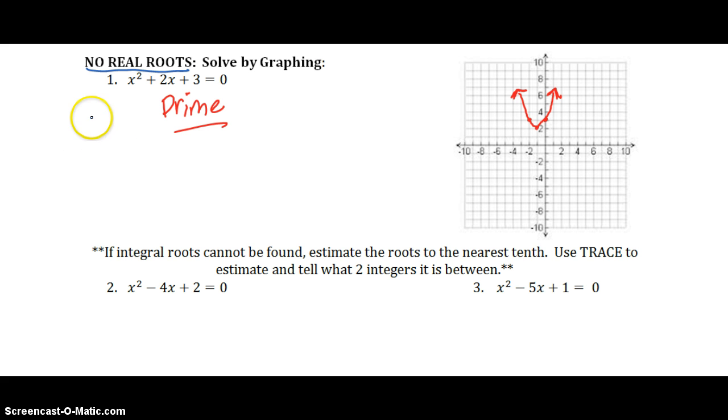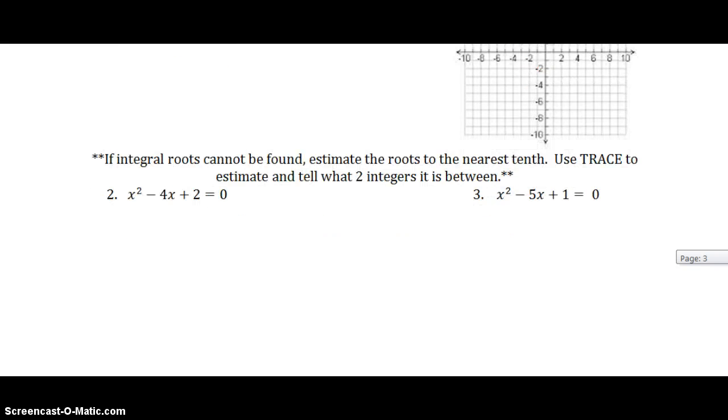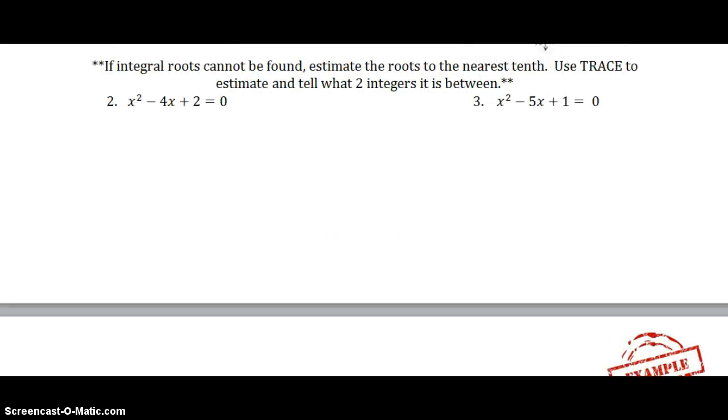So if all we're asking you to do is solve, then you can just look and say there's no real roots. If I'm asking you to graph, then you need to find the vertex and find where it hits the y-axis and so on and so forth. So they didn't actually ask us to graph this. It says solve by graphing, so you could solve it on your calculator. But sometimes on the test I'm going to ask you to actually put the graph so that I know you could do that.